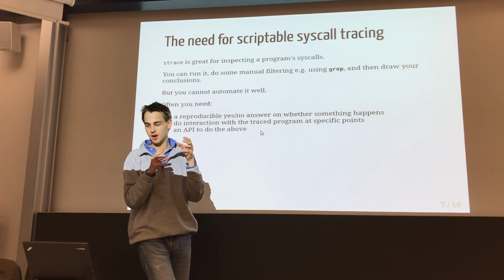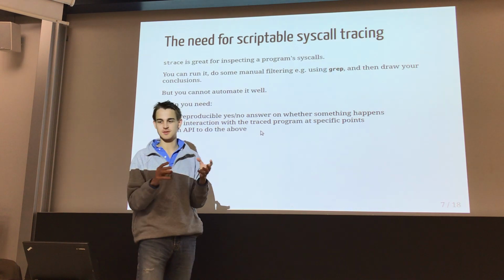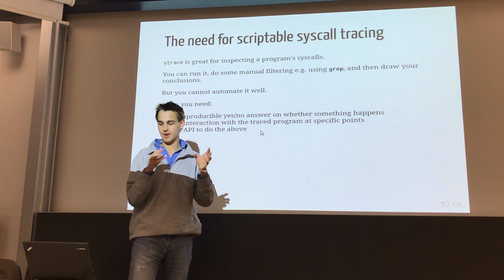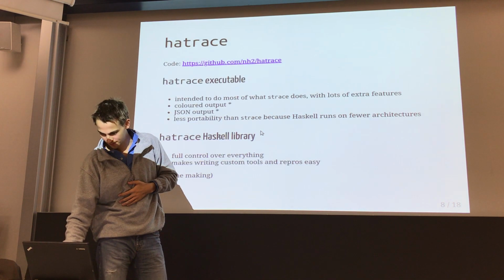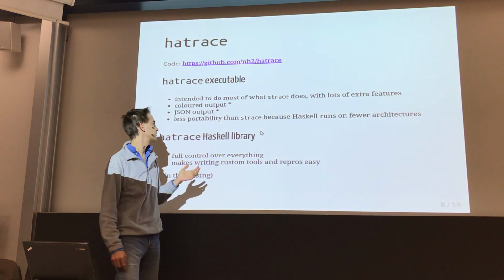You write a purpose-specific program that does just that thing, and you run it, and it always gives you the same reliable results without manual inspection and so on. So we want an API for that. So this is what I made hatrace for.